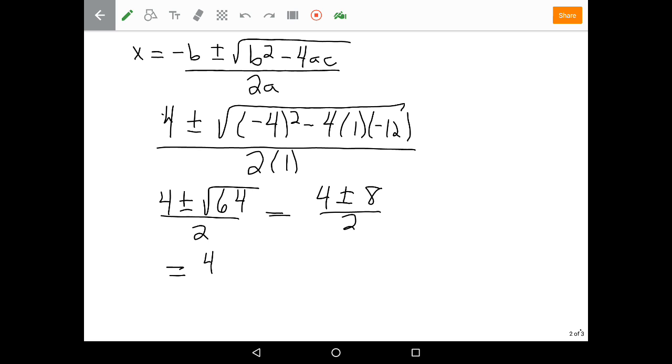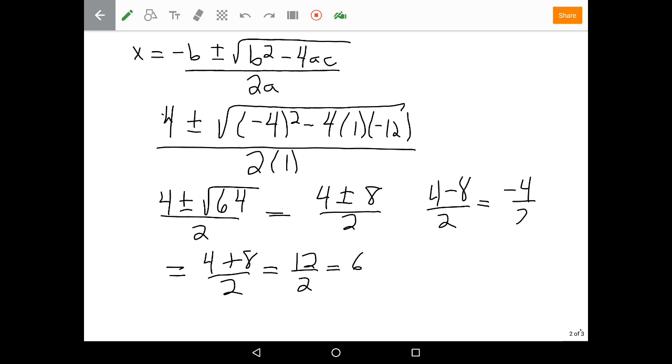One is 4 plus 8 divided by 2, which is going to give me 12 divided by 2, which gives me 6. And the other will be 4 minus 8 divided by 2, which gives me negative 4 over 2, which gives me negative 2. So I have two values for x. One is x is equal to 6. The other is x is equal to negative 2.